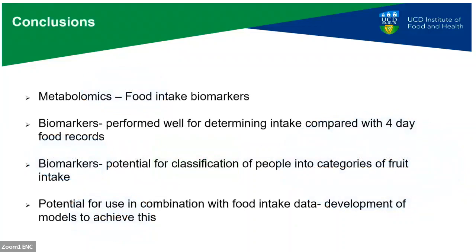So just to conclude, I hope I've shown you that metabolomics, and I've spoken about NMR-based metabolomics today, can give us information about food intake biomarkers. I've spoken about how we can use those food intake biomarkers to determine intake in individuals. The example I gave you showed that they compared very well to 4-day food records. It has the potential for classification of people into different categories of fruit intake, and that was the example using panels of biomarkers. And the combination of using biomarkers with self-reported data has huge consequences and advantages for use in the field of epidemiology.